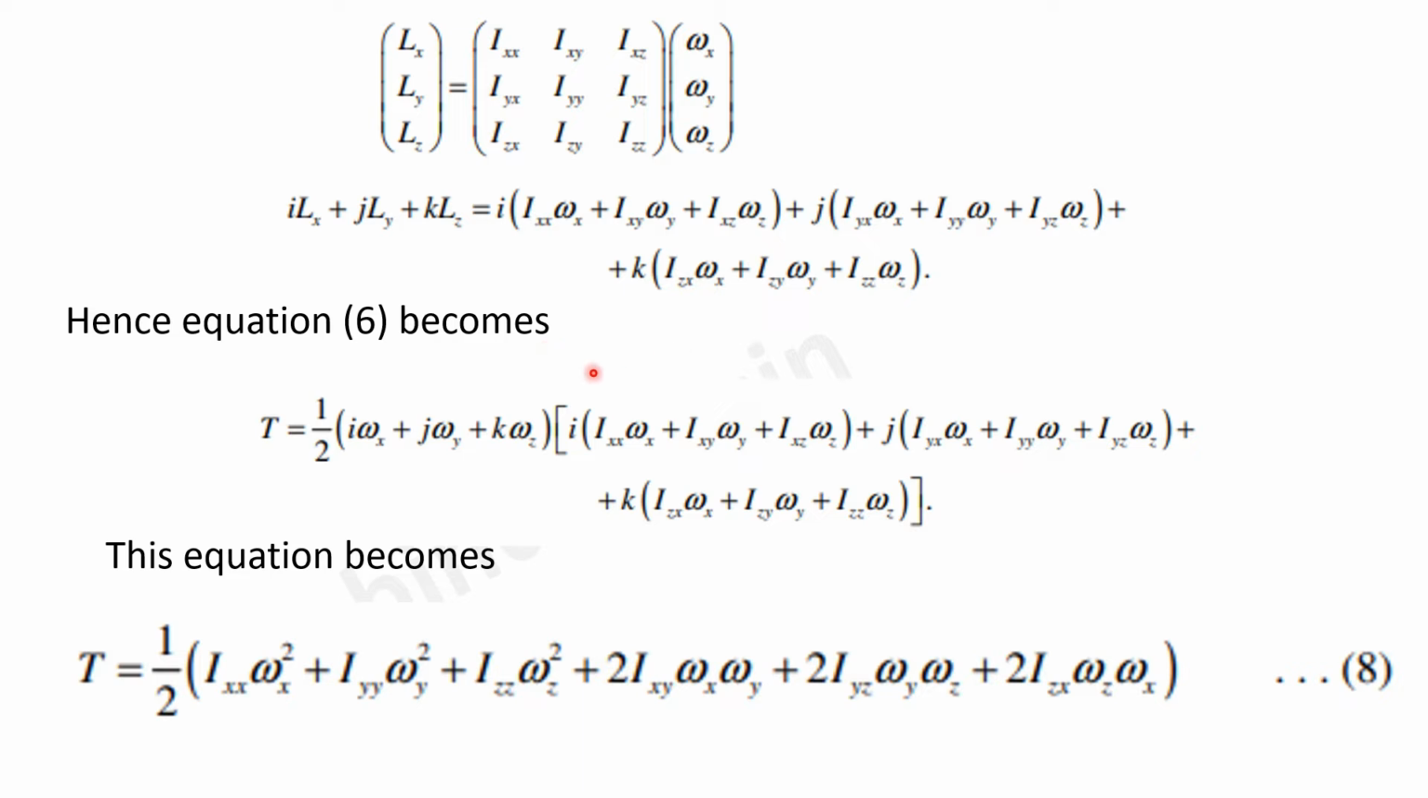Hence, equation 6 becomes, after substituting that value, T is equal to 1 over 2, and we write the value of omega, that is omega x i cap plus omega y j cap plus omega z k cap, and substitute the component values of L. So this equation becomes, by the dot product, you know that i dot i, j dot j and k dot k are 1, and i dot j, j dot k, k dot i, j dot i are all 0. So it means Ixx omega x is squared and 1 by 2 is common. Similarly, all the components will be written, and that will become equation 8.